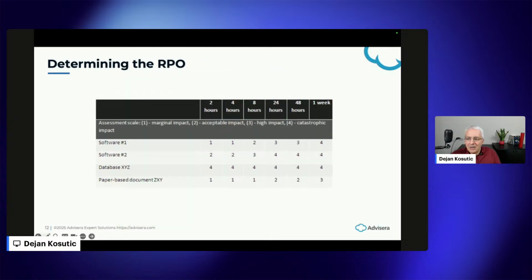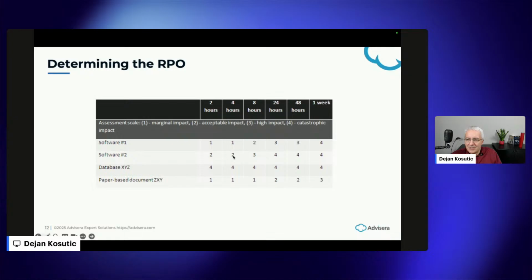Okay, now how do you determine the RPO? So recovery point objective. If you remember, this is about how much data you can afford to lose. And what you collect during your business impact analysis questionnaire is how much data you can afford to lose for each database or for each application or for each, let's say, medium that you have. So for some software that you're using, 2 hours, 4 hours, 8 hours, it's fine. After 24 hours, if you lose 24 hours of the data you created in the software, then the assessment here is that the impact will be high.